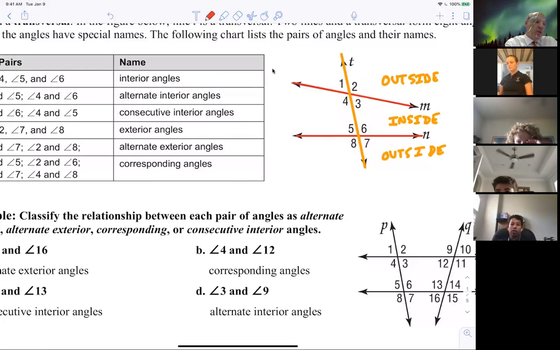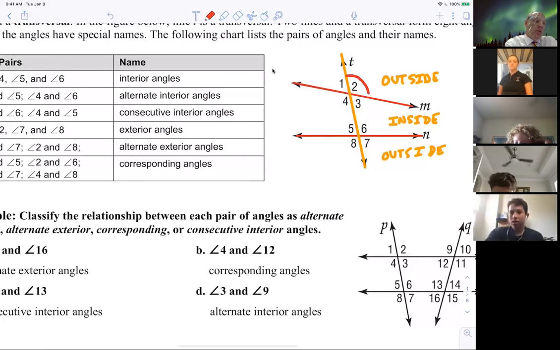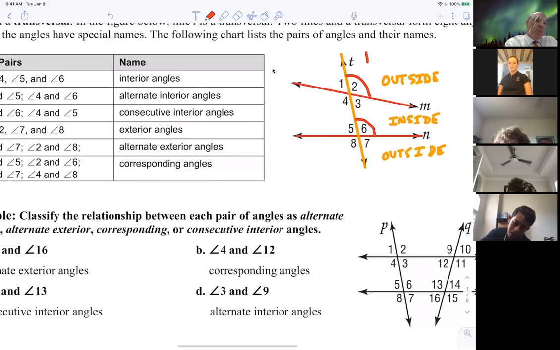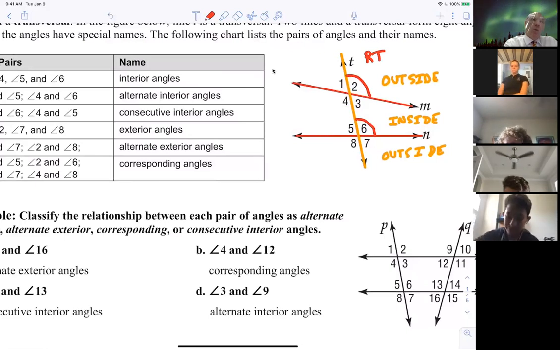Now the one that doesn't make as much sense, which people get mixed up on, is corresponding angles. So let me show you corresponding. 2 and 6 are corresponding. Why are they corresponding? Because they're on the same side of the transversal and on top of the lines. So I used to say this was the right top. That's corresponding. I also have the right what? Bottom. Does everybody see that?